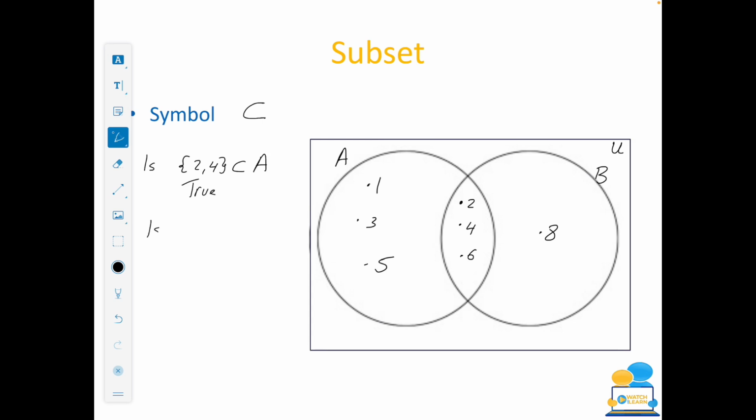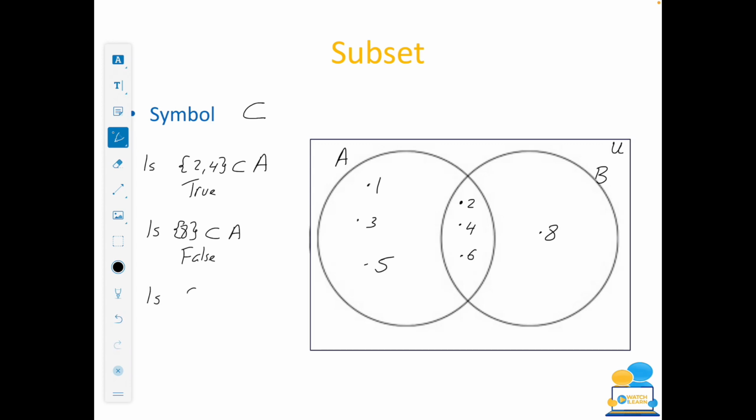Okay, is the element 8, its own little set, a subset of A? Now I can say that this is false. It's false because 8 is not in A.